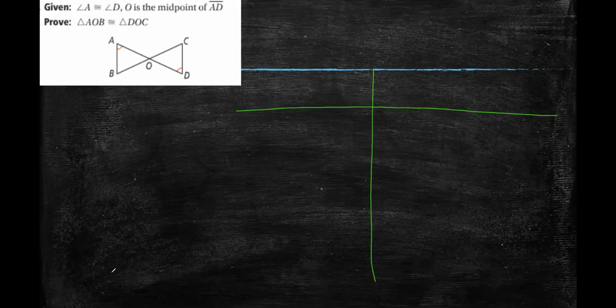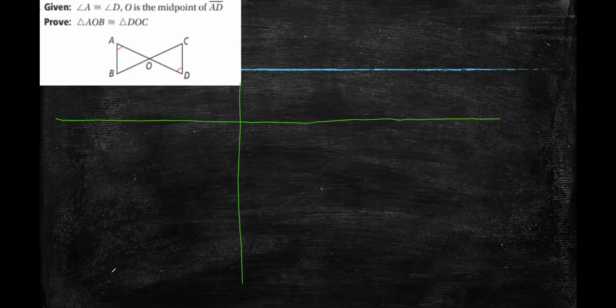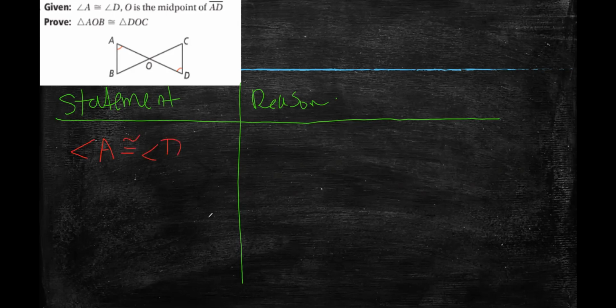Let's write it like this. Here we have a statement. That's why we call it two columns: a column for the statement and the second one for the reason. So the first one, we say that angle A is congruent with angle D. It is given, it says so in the question. So angle A is congruent with angle D. O is a midpoint of AD.